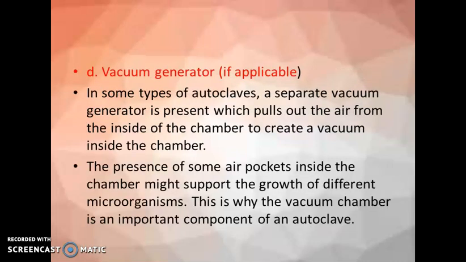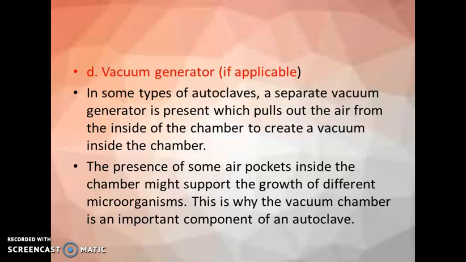Next is the vacuum generator. In some types of autoclaves, a separate vacuum generator is present. It is not present in all types of autoclaves. It pulls out the air from the inside of the chamber to create a vacuum inside the chamber.